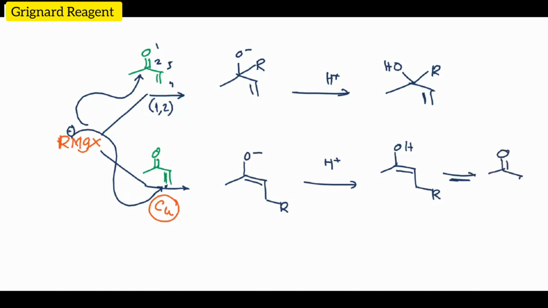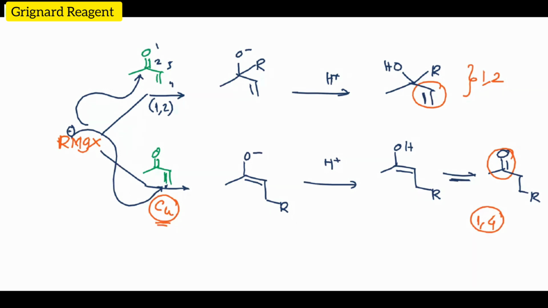Now look at these two reactions. Both reactions are different. In the first reaction, the double bond is intact. In the second reaction, the carbonyl group is intact. That's why this is called 1-2 addition, and this is called conjugate or 1-4 addition. This only happens when copper is there.